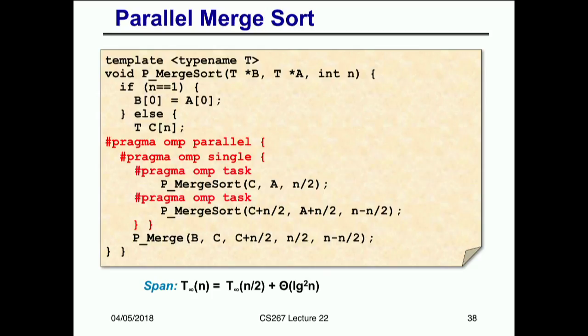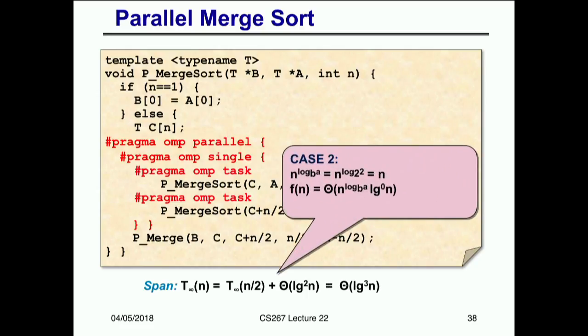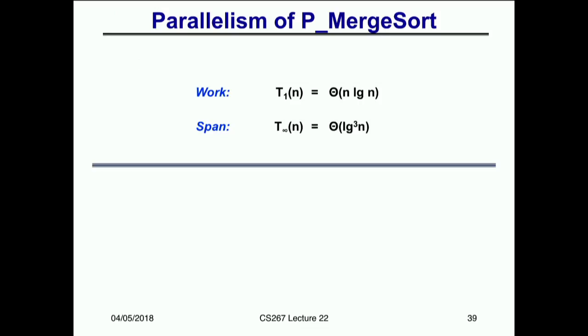And the span is interesting. Span is n over 2 cost from the recursive merge plus the span of the merge that I discovered, right? So this is log cubed n because again, case 3, they are polylogarithmically within each other. I just need to increase the power of logarithm. So what happens? Work is a logarithm times more, span is a logarithm times more. Same parallelism. Good. So the merge sort is over.